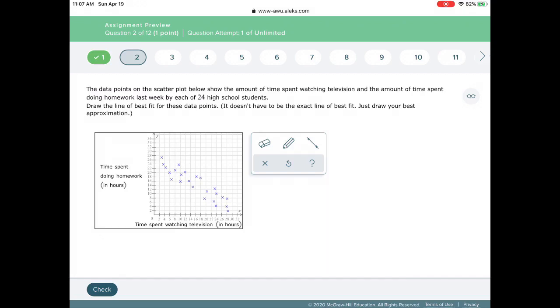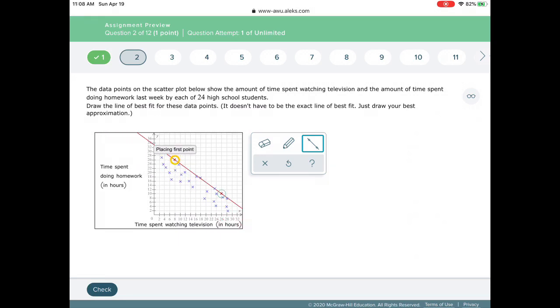All right, so this one, we've got a scatter plot to show the amount of time spent watching television and the amount of time spent doing homework last week, once again by 24 high school students. And you'll notice a negative correlation, which makes sense. The more time you spend watching television, the less time you're going to have to do your homework. But this one wants you to draw a line of best fit. So we take our tool here to make a line. And it's important to realize it says it doesn't have to be exact. All right, remember what we're trying to do is we're trying to minimize the distance between all of these points here to the line.